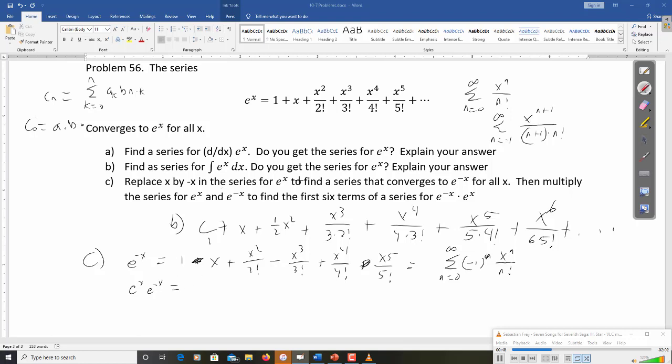Well, that's easy. 1 times 1 is 1. So, next one, c sub 1. Well, that would be starting at 0 up to 1. So that would be at k equals 0, we'd have a sub 0, b sub 1, and then plus a sub 1, b sub 0. So that would be 1.